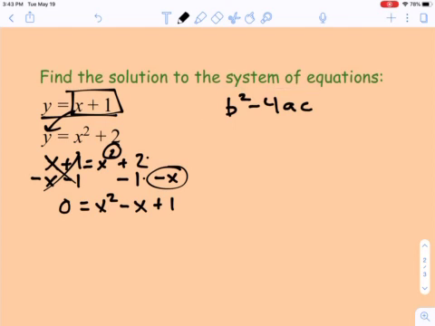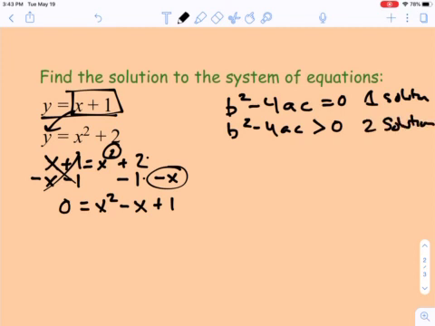We know that if this is equal to 0, then we have one solution. I know that if b squared minus 4ac is greater than 0, then I'm going to have two solutions. And I also know that if b squared minus 4ac is less than 0, I'm going to have no solutions.